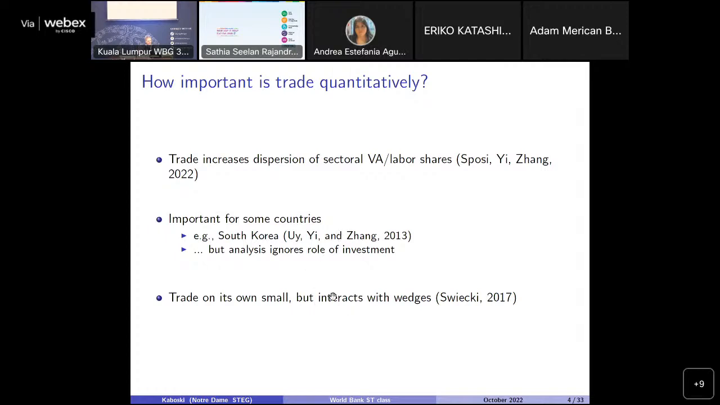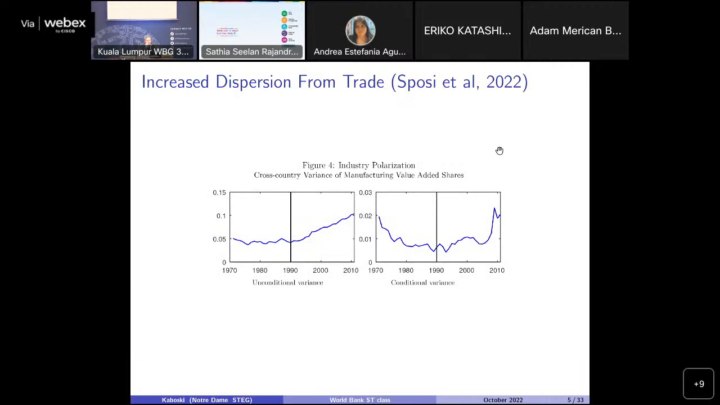Okay. Then trade on its own can be relatively small, but it interacts with other wedges, and this is Swiecki. So now I'm just going to show you some figures from this paper by Uy, Yi, and Zhang, and the paper by Swiecki, and actually all of these papers, to sort of back up these claims. So this is a paper from Sposi et al., the paper I just mentioned, Sposi, Yi, and Zhang.